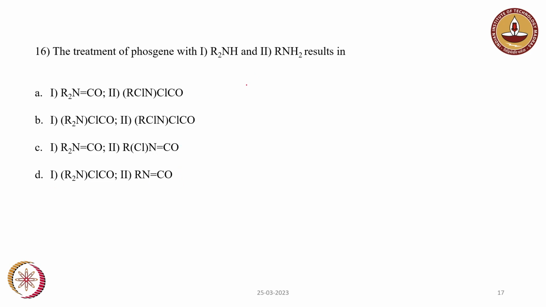So we have already discussed the reaction of phosgene. So when COCl2 reacts with R2NH, it gives R2N C double bond O Cl, and C double bond O Cl reacting with RNH2 gives RN double bond C double bond O.